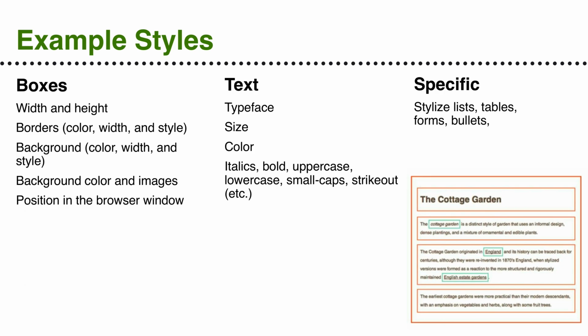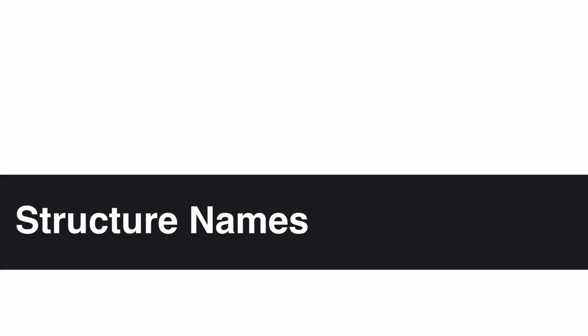We've been talking about text, so we can control styles for our typeface, which is the type of font we're going to use, the size of the font, and the color of the font. Do we want italics, bold, uppercase, lowercase, small caps, strikeout, etc.? The list goes on and on. Your textbook has been giving you tons of different rules for working with text. There are also some more specific characteristics, such as how we can stylize lists, tables, forms, bullets, links, etc. But those style sheets help us control all of these.